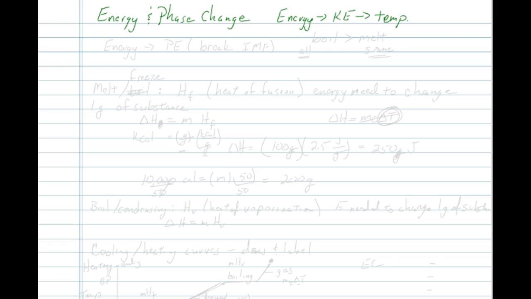Today we're going to talk about phase changes, where the energy is going in to increase the potential energy. In this case, we're talking about if you're adding energy, breaking some of the IMF, intermolecular forces, or the bonds between the molecules. If you add energy, you break IMF. If you remove energy, it forms IMF, or bonds between solids and liquids.